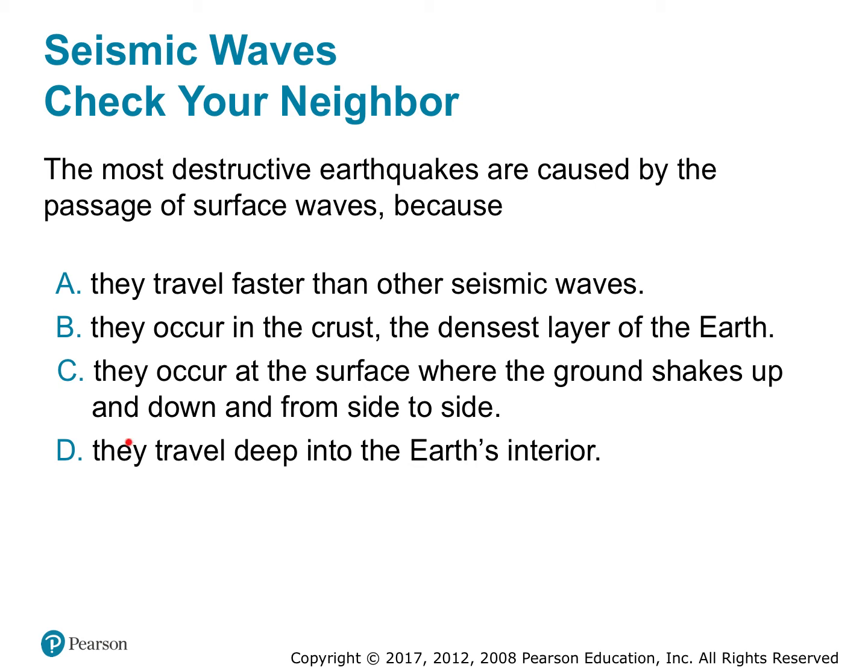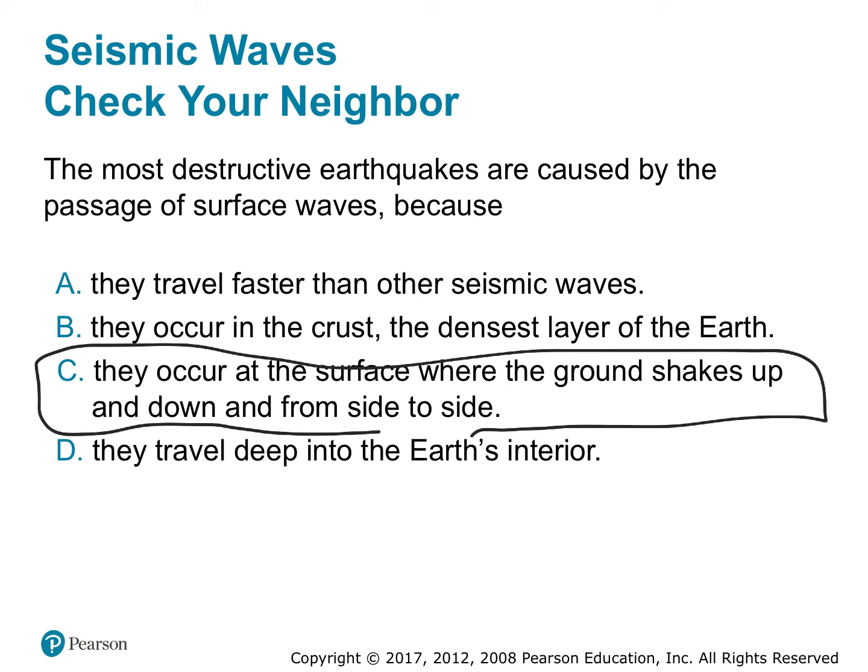Well, we know it's not going to be D because surface waves don't travel into the interior, they travel on the surface. And we know they don't travel faster, they're actually the slowest. Now, it is true they do occur in the crust, which is the outermost layer, but the crust is not actually the densest layer of the Earth. So that leaves C. They occur at the surface where the ground shakes up and down and from side to side. And that is actually our answer, C.